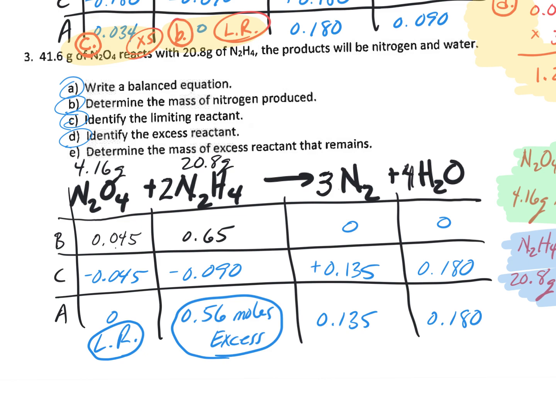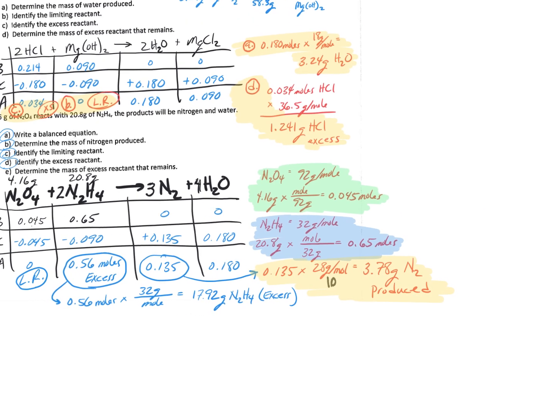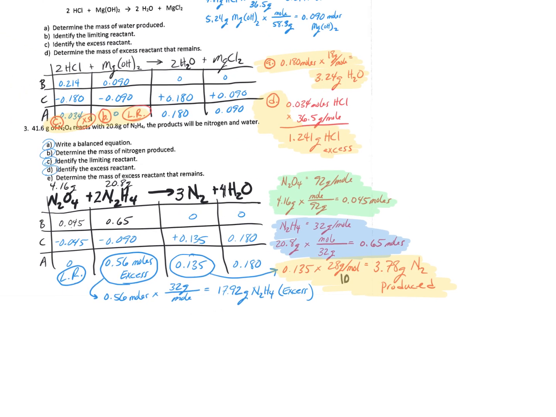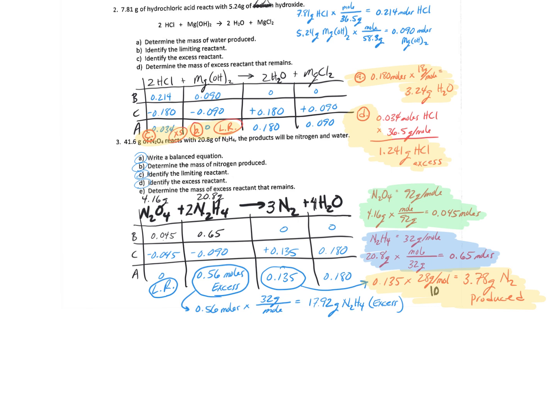All right, so there we have it. I calculated the mass of excess we have. There it is. Okay, the mass of excess. I calculated the mass of nitrogen produced. So that takes care of this problem number 3.